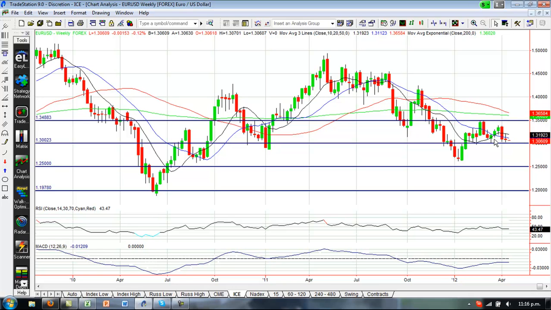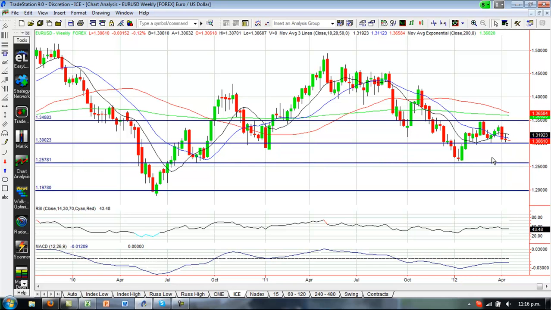But if we break down through this 1.3 level here, we'll have confirmed the shorter term lower high and lower low as well, breaking down through a flat level and really looking like breaking as low, or maybe not quite 1.25 because we've got some support just above that, but looking like breaking significantly lower. It needs to break 1.3 first though. This is only bearish if it breaks that.